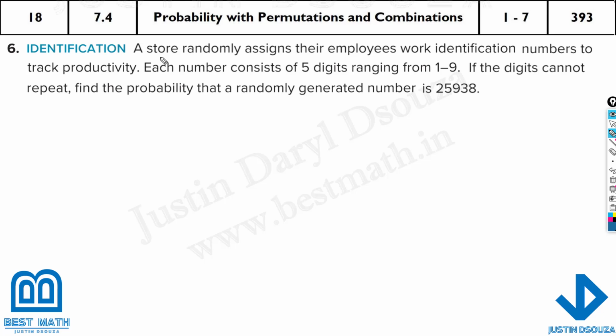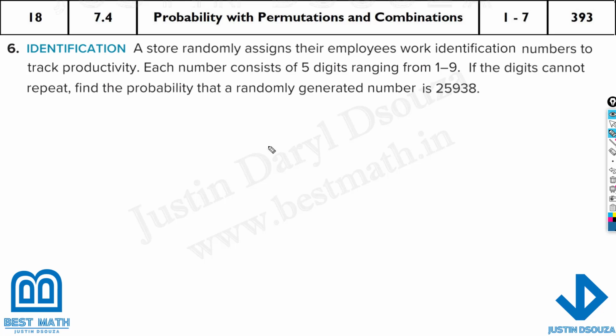Here again it's a similar one, I believe. A store randomly assigns the employees work identification numbers to track productivity. Each number consists of 5 digits ranging from 1 to 9. If the digits cannot repeat, what is the probability that a randomly generated number is 25938?